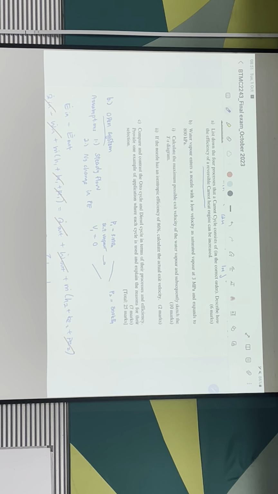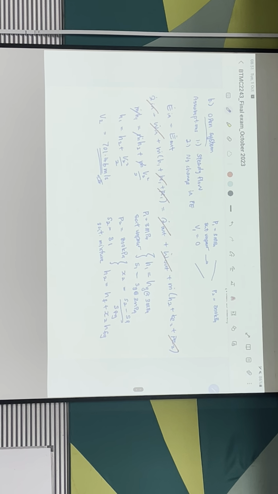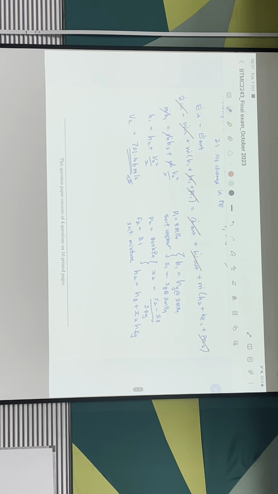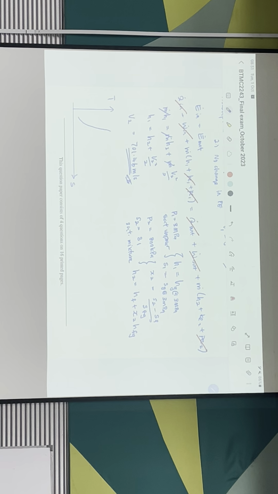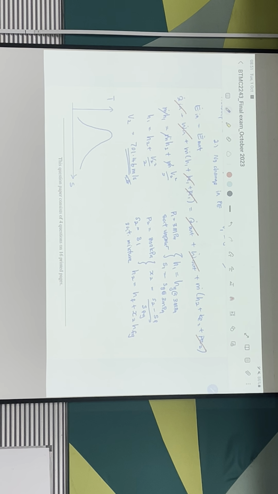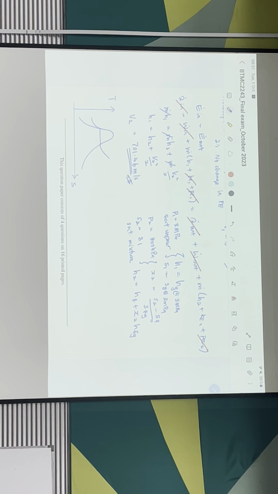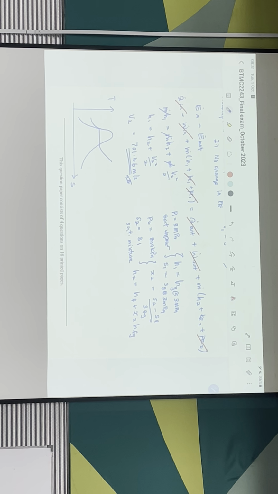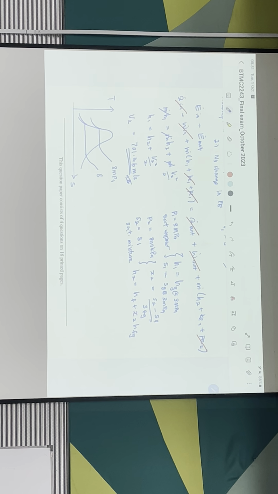Okay, so next you can see that we need to sketch the TS diagram. This is water vapor, so you have to remember the saturated line. Here we have two pressures, so you can start by drawing the two pressure lines. The first one is 3 megapascal, the second one is 800 kilopascal.